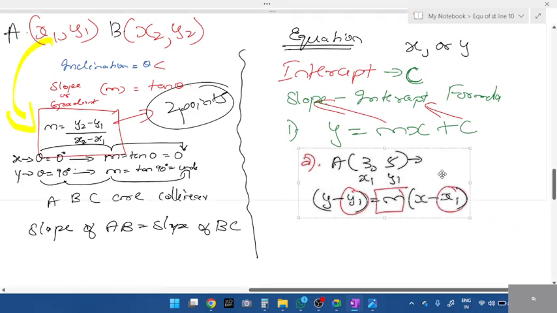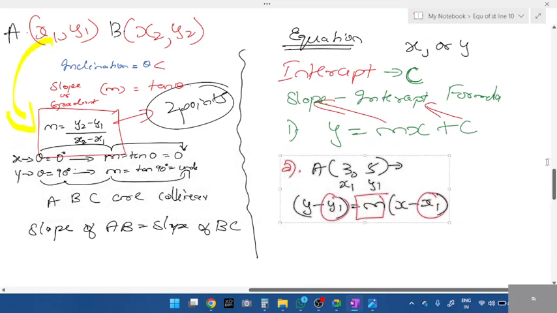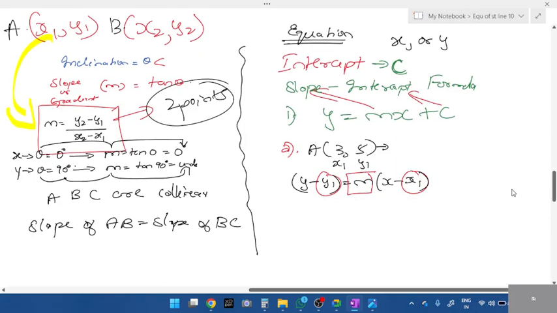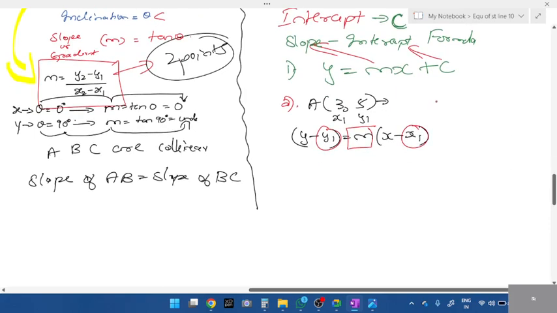This is the next concept. In most of the questions, you have to be able to figure out which is slope, which is intercept, and which is equation. Next, this is all about one slope and one equation.